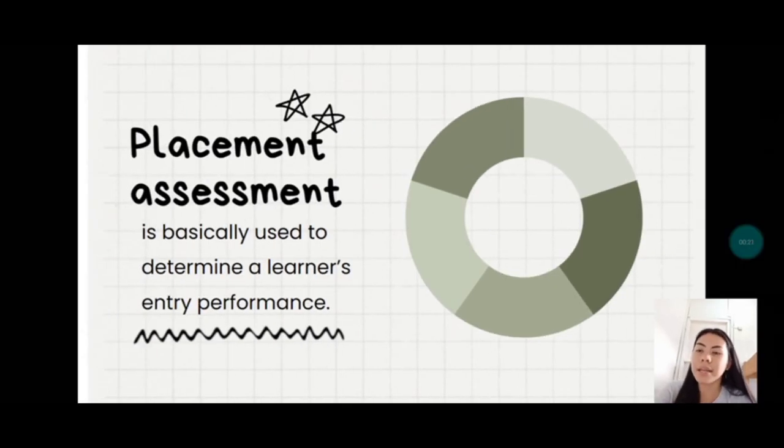So, placement assessment is basically used to determine a learner's entry performance. Placement assessments are used to place students into a course level or academic program. The purpose of placement assessment is to determine the prerequisite skills, degree of mastery of the course, and the best mode of learning, and to determine if a student has the appropriate skill or knowledge to participate in a group. It determines the knowledge and skills he or she possesses which are necessary at the beginning of instruction.